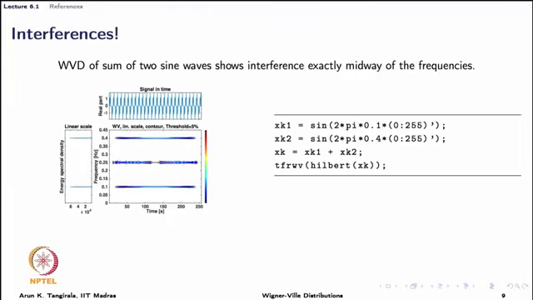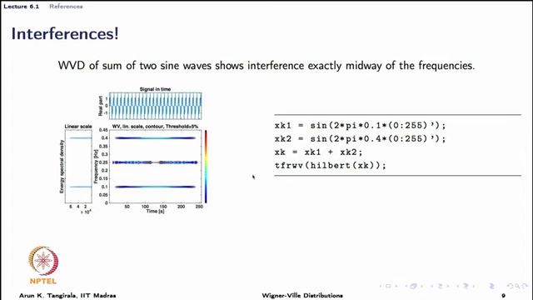You can see this interference term appearing exactly at 0.15 frequency cycles per sample, whereas the spectrum does not contain it. So, it is always useful to plot the spectrum by the side and the signal on the top, so that you can make meaningful interpretations from the energy density plot, joint energy density plot.